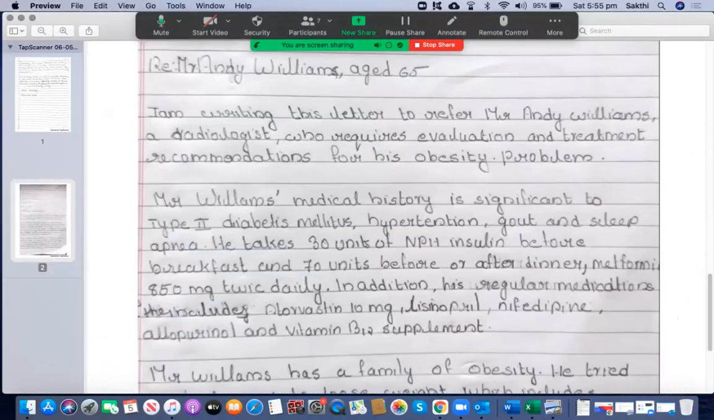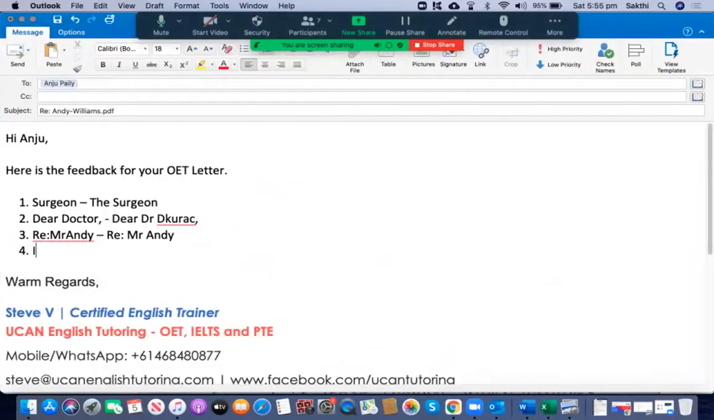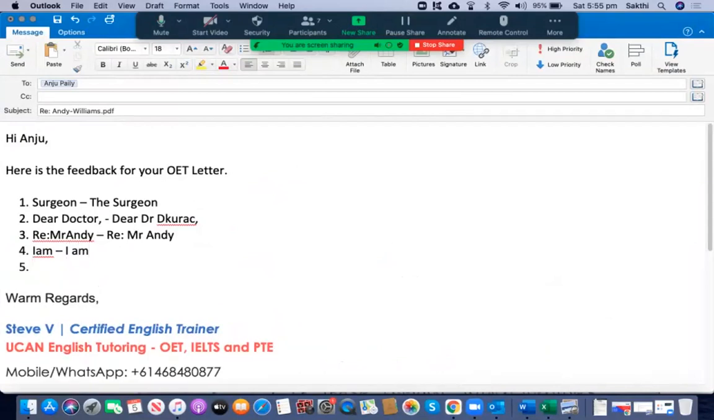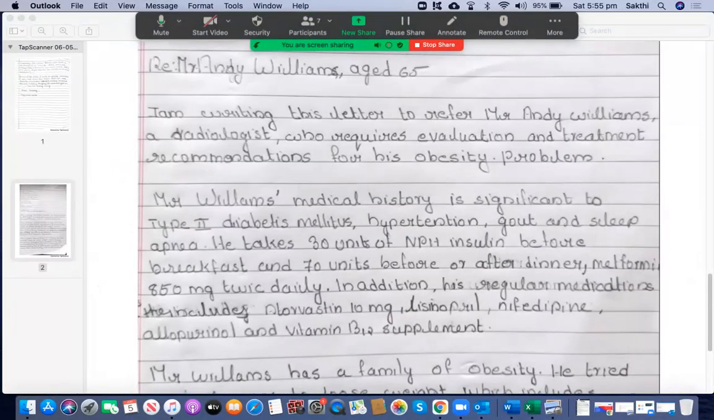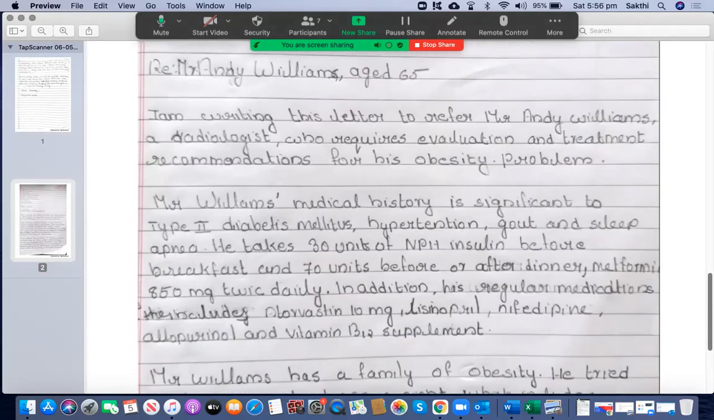That's okay. And then "I am writing". As I already mentioned, "I am" has two words: I, then space, then am. I am writing this letter to refer Mr. Andy Williams, a radiologist, who requires evaluation and treatment recommendations for his obesity problem. That's okay. Good. I'm happy with that. There is no issue, no spelling mistakes. So it's a kind of referral letter.